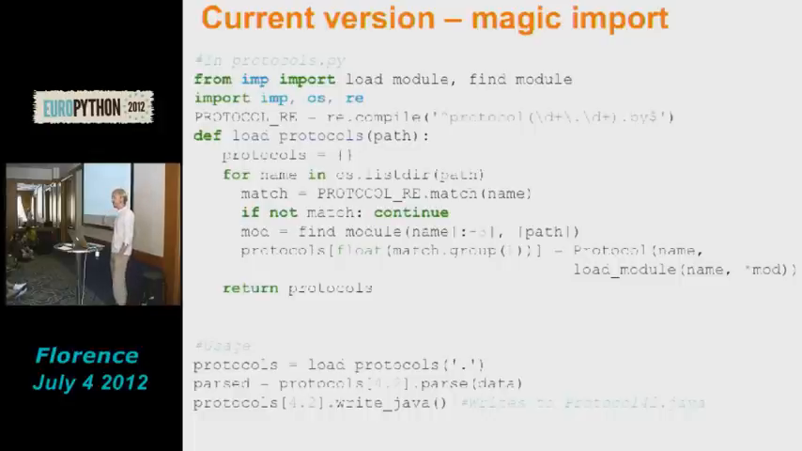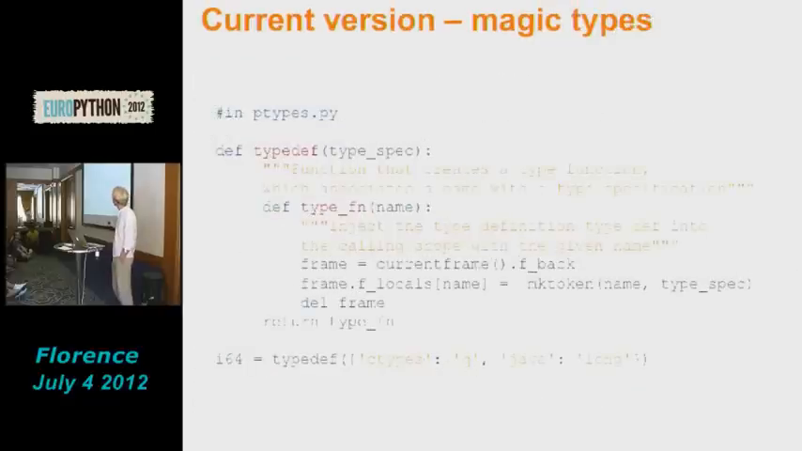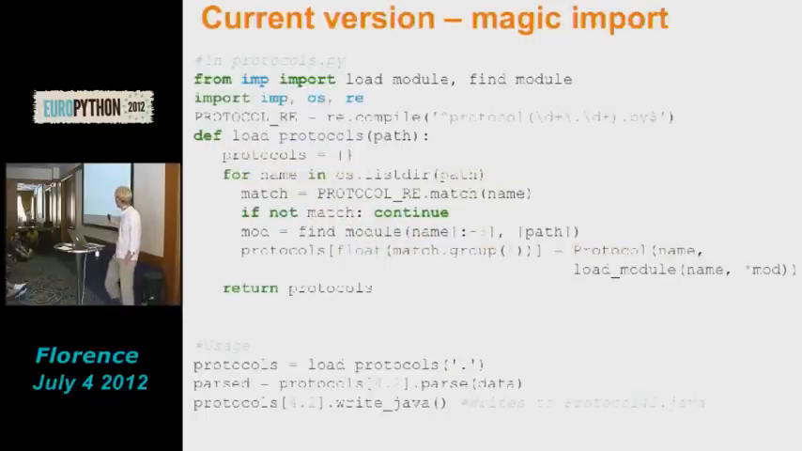So that's all of the magic behind it, really. It's this one and this one. And then generating the Java source is just, I mean, that's just string templating. That's easy.